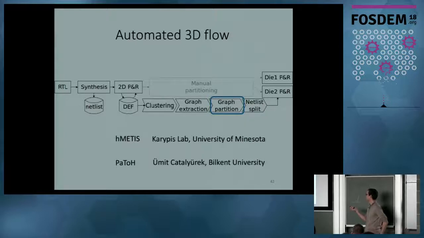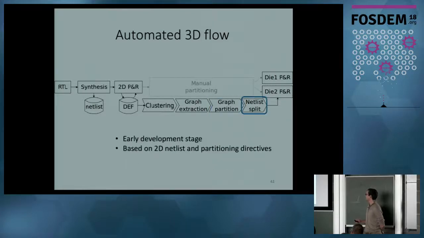And the 2, for the sake of credit, that we used are hMETIS and PaToH, respectively from the Karypis lab at Minnesota University, and one developed by Professor Catalyurek during his PhD at Bilkent University. Those 2 are really great hypergraph partitioning tools, if you want to use some. And the last step is still not on GitHub yet. It's at a really early stage of development, and we're trying to, like I said, take the netlist from the 2D synthesis, the information from the graph partitioning, and then generate a split netlist for the design.